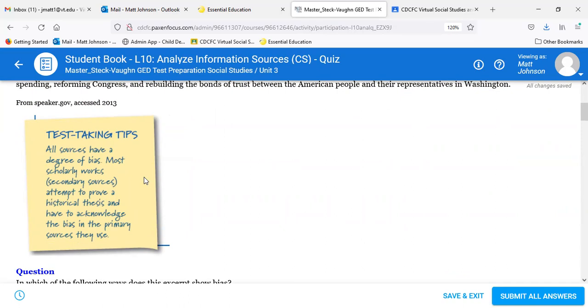So this is why it's such an arduous process to write history, or even in any academic setting, because you have to account for the sources you use. You have to explain that they may or may not be right. So that's something to take into account.